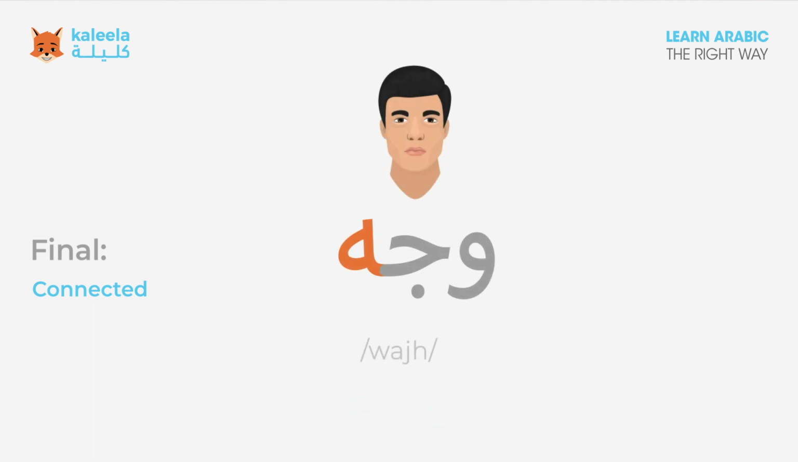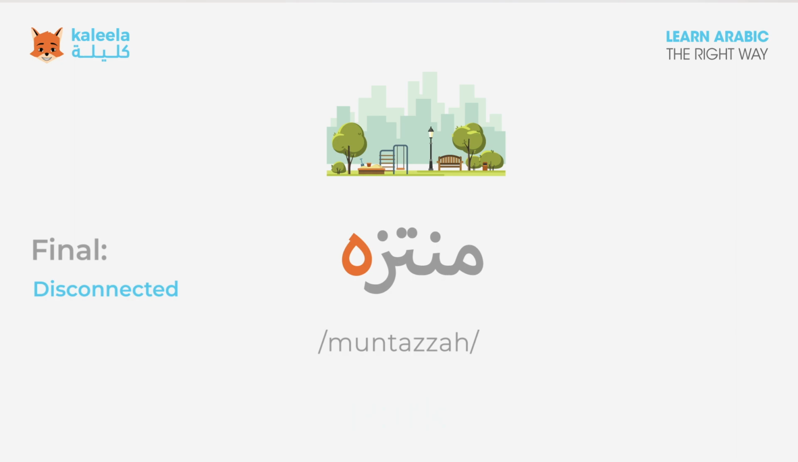The last position of the letter Ha is final, when it comes at the end of a word. Here we have two cases. The first case is at the end while being connected to the previous letters in the word, as in wajh, which means face. Ha here looks like the number 9 in English, preceded by a straight line. The second case is at the end while being disconnected from the previous letters in the word, as in muntazah, which means park. Again, when the letter Ha is preceded by a letter from the first group, then it comes disconnected and looks like a small circle.